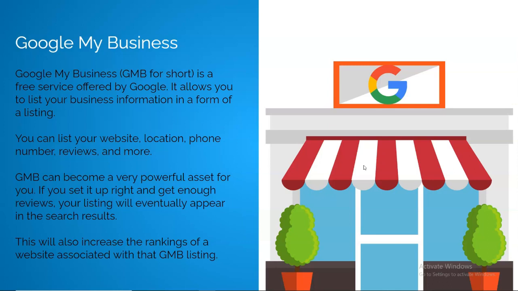So you will see these in the form of a so-called Google Map pack, where 3 maps results, or Google My Business results, show up above the standard top 10 results that are normal websites, right? So the increased rankings of a GMB listing will also increase the rankings of the website associated with that GMB listing. Hope that makes sense. So you can list your website, location, phone number, reviews, and more, right?